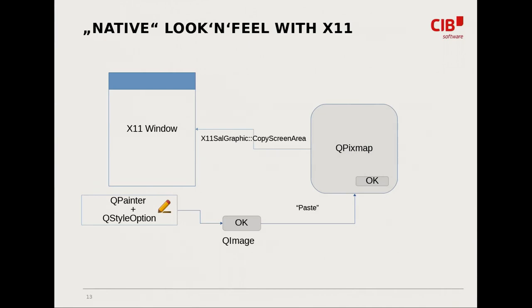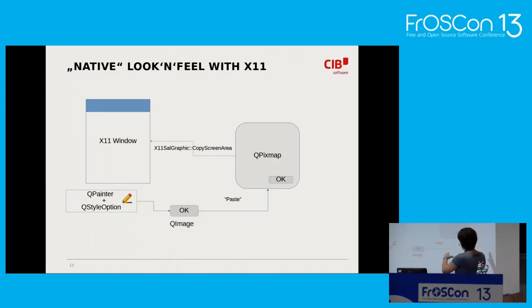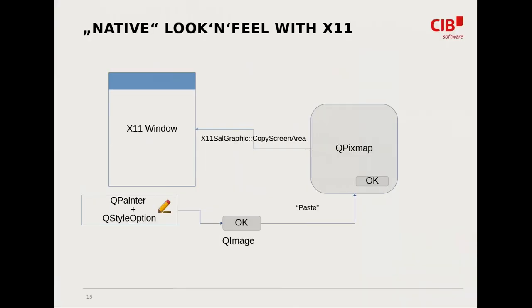Then we take the Qt image and paste it into a QPixmap, which is also some kind of bitmap. Taking many widgets like this, we combine them into a bitmap that looks like the dialog that we see on the screen. Then we take this whole QPixmap and simply paste it into the X11 window. So what you see in the KDE4 frontend are not native Qt windows, not native KDE windows, but low-level X11 windows. We take the X11 pixmap out of the QPixmap and copy it directly into the X11 window.